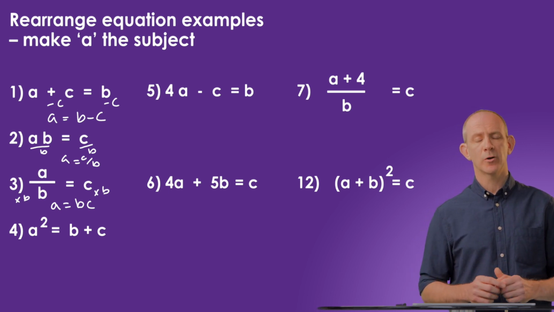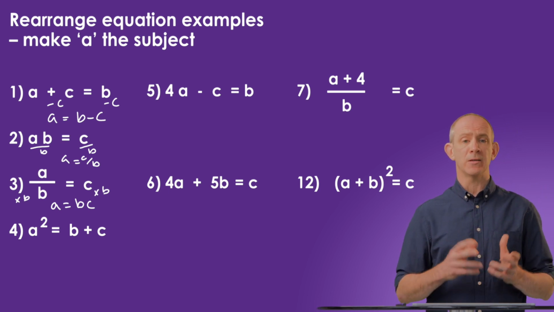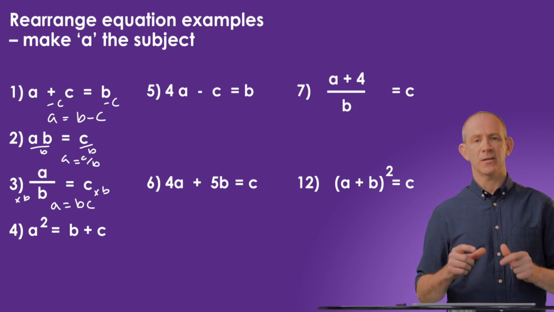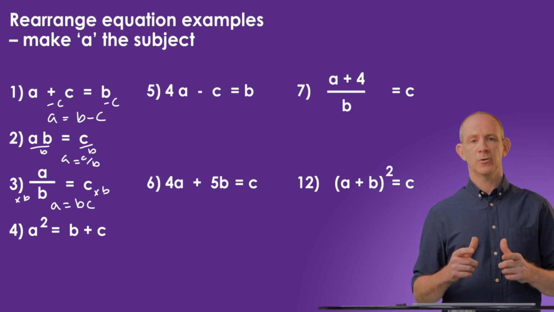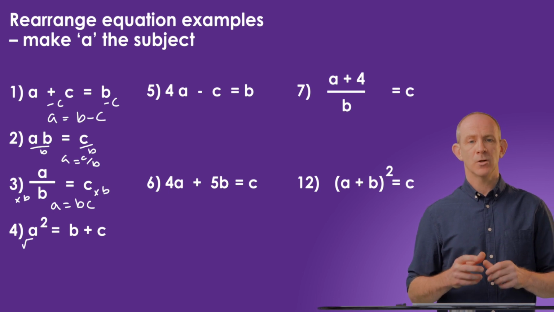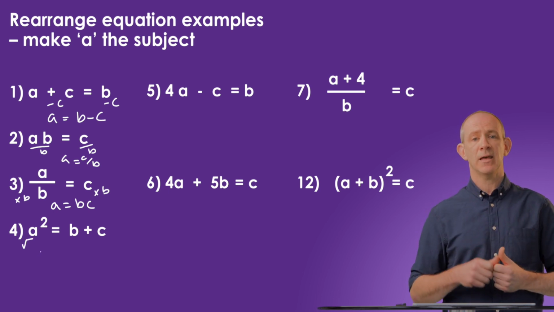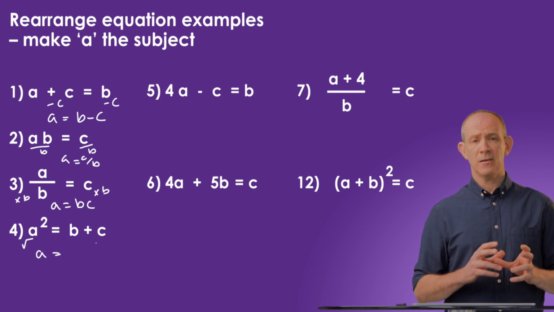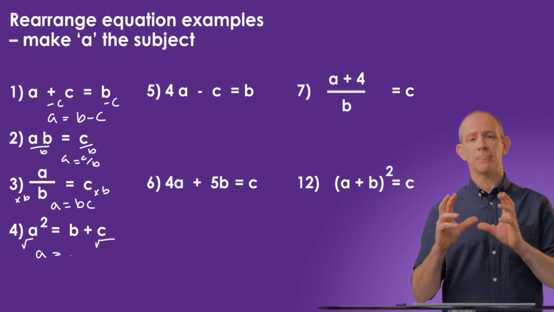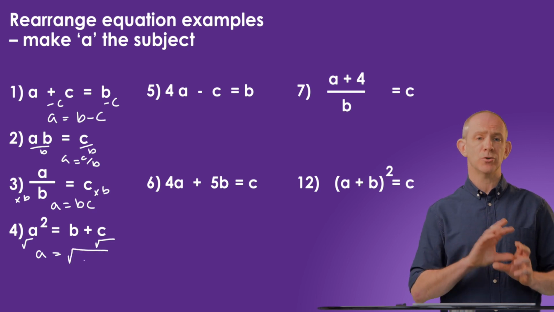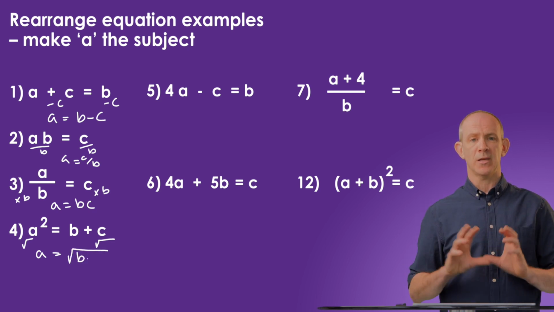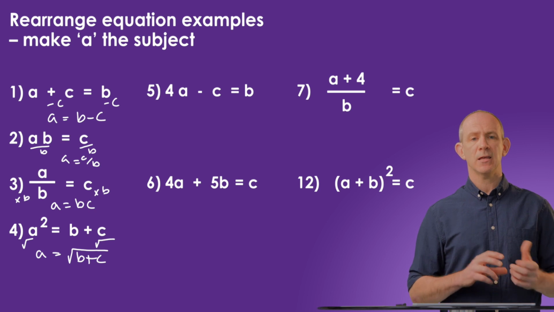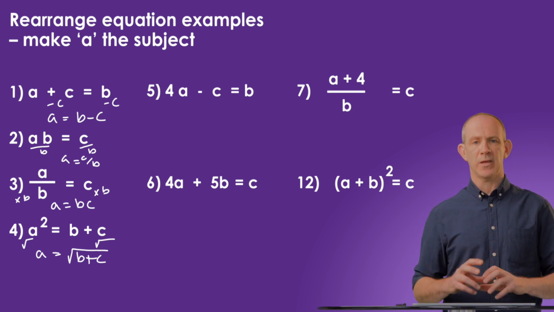In question number 4, we've got A to the power of 2, or A squared. Now the opposite of A to the power of 2 is the square root of A. So that's what we're going to do to the left-hand side and to the right-hand side. So on the left, we get A, and on the right-hand side, where we had B plus C, we're going to square root not just the B, but the whole thing of B plus C. So we get A equals the square root of B plus C.